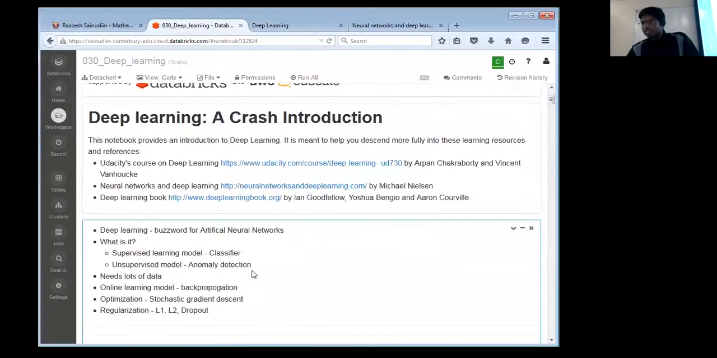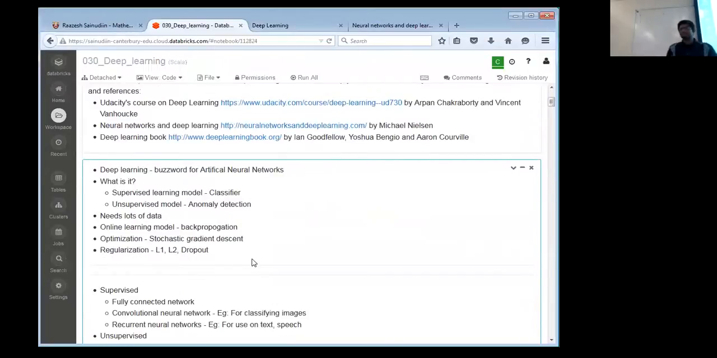So what is deep learning? Deep learning is actually a buzzword, I guess, for artificial neural networks. And artificial neural networks have been in play since the 1960s. For a long time, there was a lot of excitement in artificial neural networks, and then it died down, and then there was again a revival, and then it went down. And now with deep learning, it's taken on a whole new level.